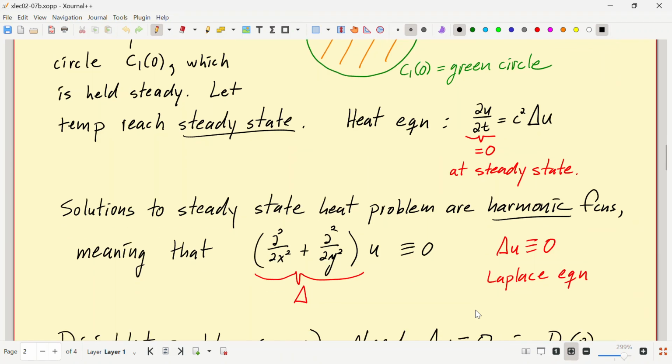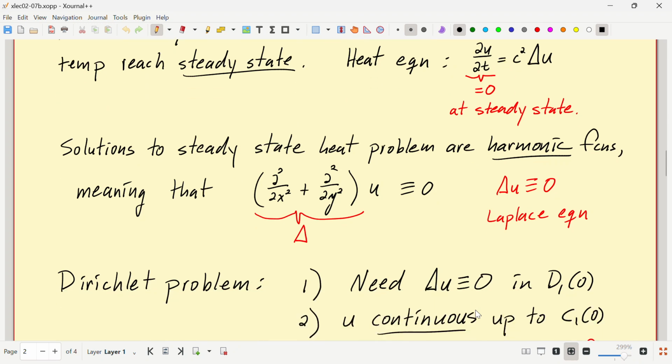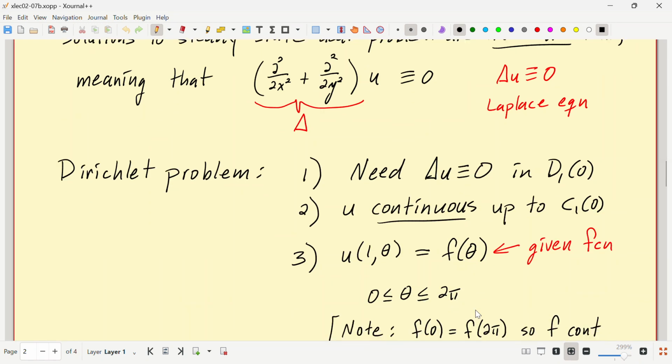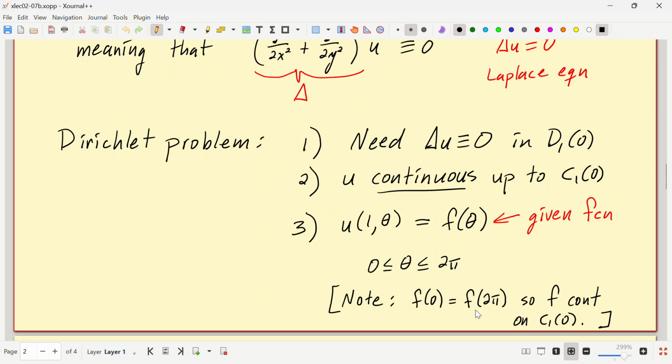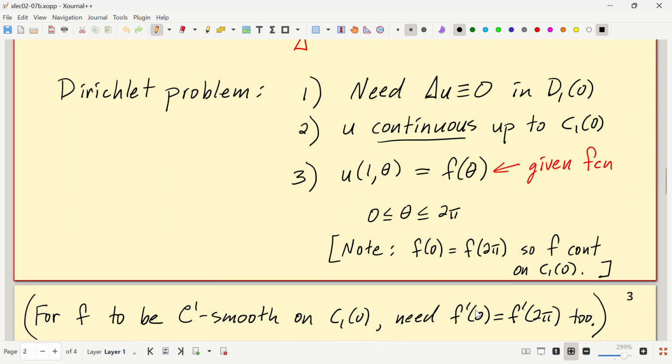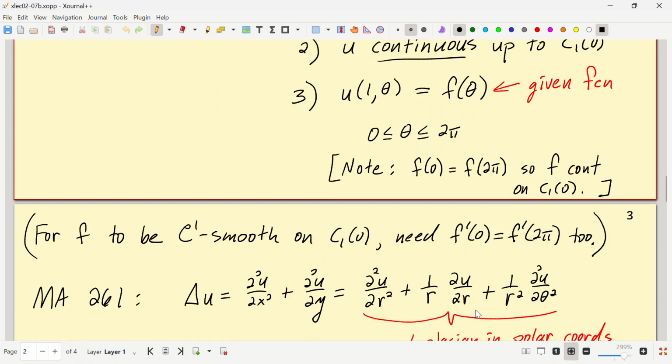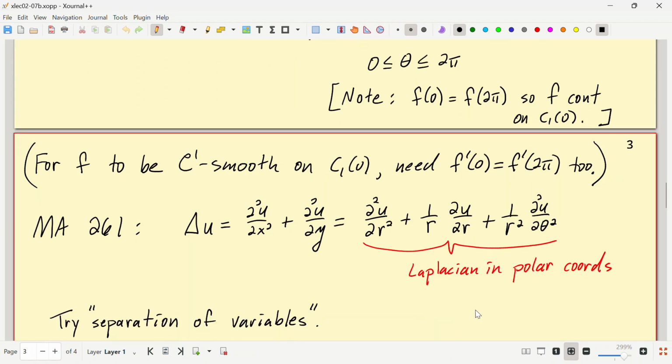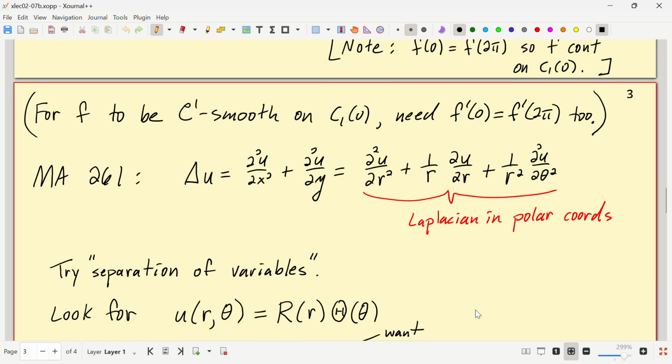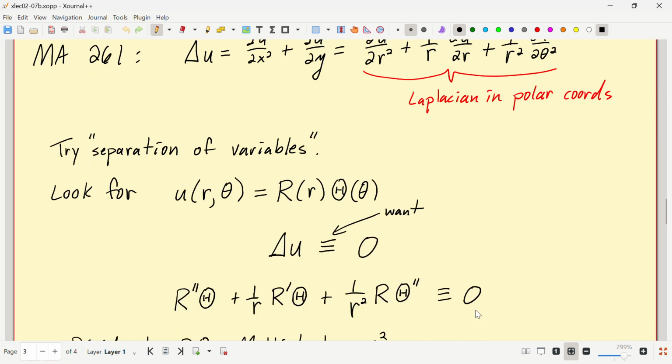The Laplacian in Cartesian coordinates is d2/dx squared plus d2/dy squared of u. But in polar coordinates, which is something you learned how to do, there's the Laplace operator. It's d2u/dr squared plus 1 over r du/dr plus 1 over r squared d2u/d theta squared. And so when we write out the Laplace equation in polar coordinates, it looks like that.